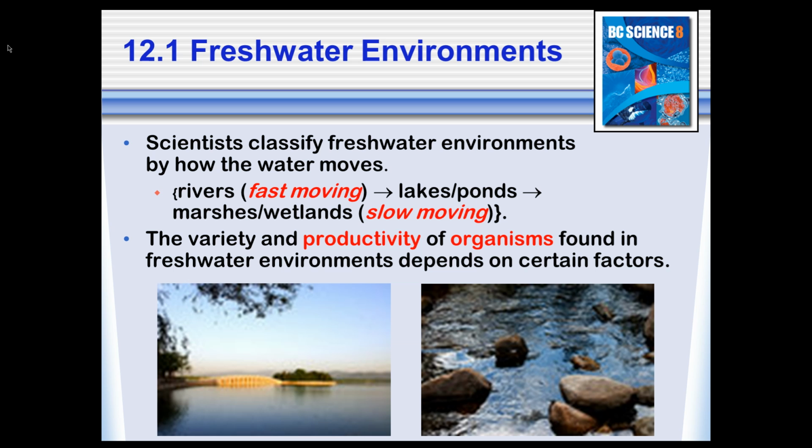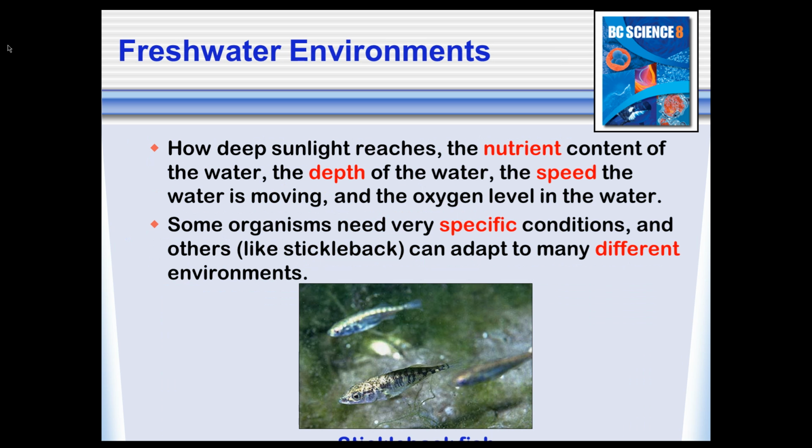So when it comes to the variety and productivity of the organisms found in these freshwater environments, it entirely depends on several factors that we're going to take a look at shortly. So first and foremost is how deep can the sunlight reach, right? If the sunlight can reach all the way to the bottom, you're going to have different organisms living than, for example, the Red River, where sunlight reaches a few inches at best.